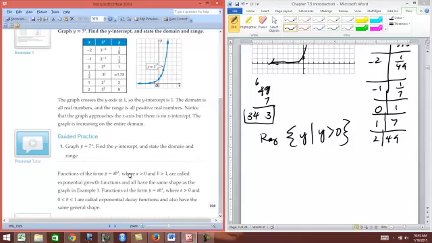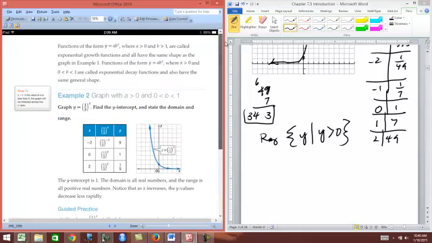Functions of the form y equals ab to the x, where a is greater than 0 and b is greater than 1, are called exponential growth. You can see exponential growth. It zooms up really fast. Now, where the absolute value of b is less than 1, where b is less than 1 and greater than 0, these are called exponential decay functions, and they also have the same general shape, only it's reversed, if you will. Okay? For obvious reasons, the negative exponents are going to make y big.